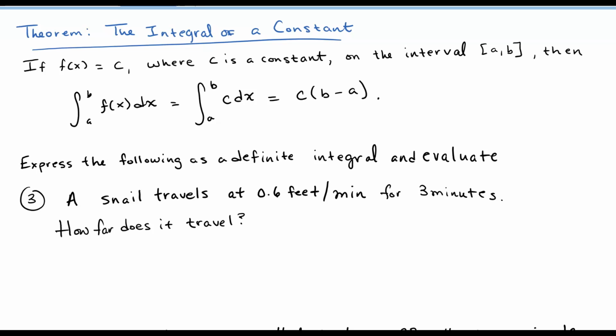It says if f of x equals c, where c is some constant, on the closed interval from a to b, then we say that the integral of f of x from a to b is equal to the integral of c dx from a to b, which just comes out to be c times the difference between b and a. So c times (b minus a), in other words.